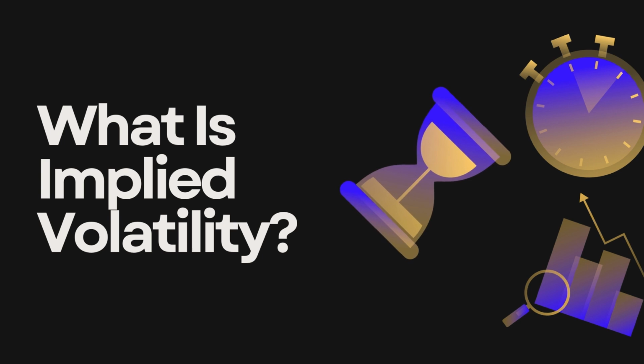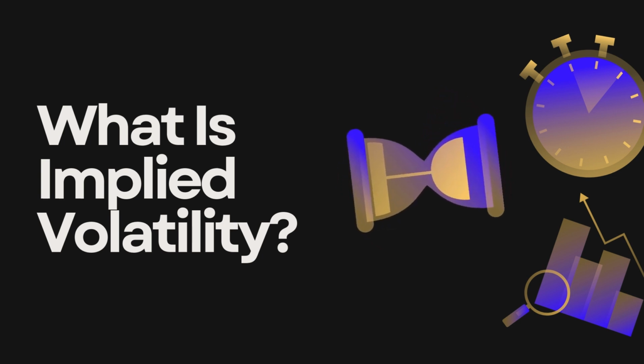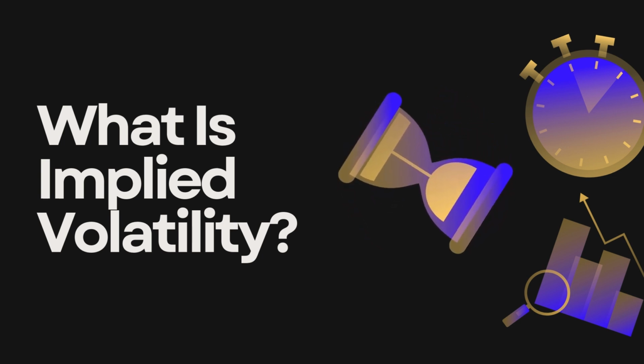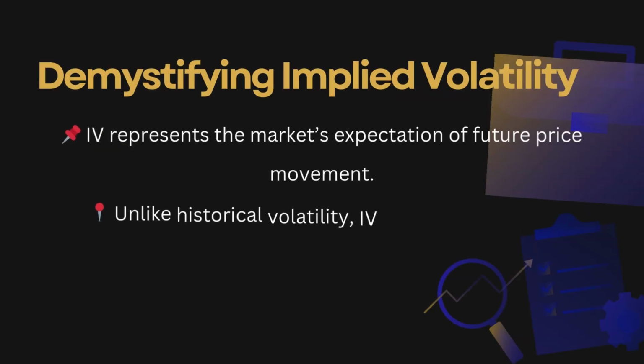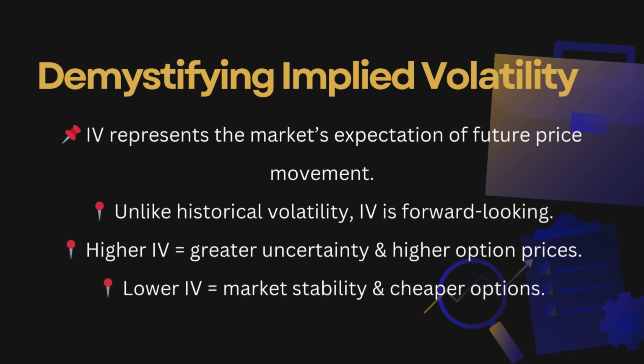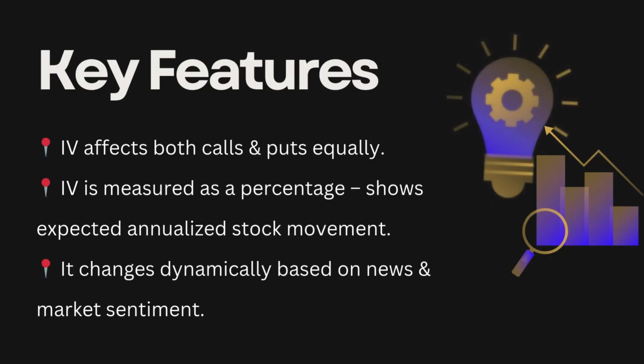Let's break it down. Implied volatility reflects the market's expectation of future price movement. Unlike historical volatility, which looks at past stock movements, IV is forward-looking. It represents what traders expect the stock to do. Key features of IV: it tells you the expected annualized price movement of the stock. IV changes based on market conditions, news, and investor sentiment. High IV makes both calls and puts more expensive, while low IV makes them cheaper.